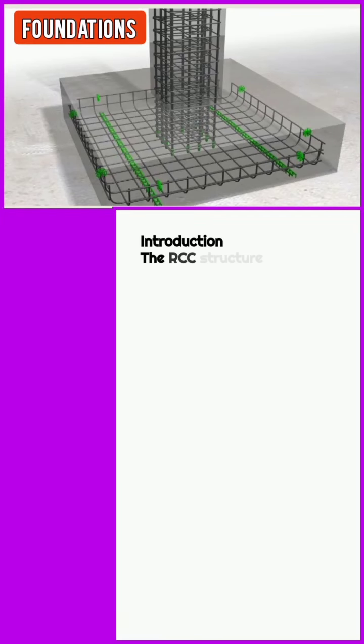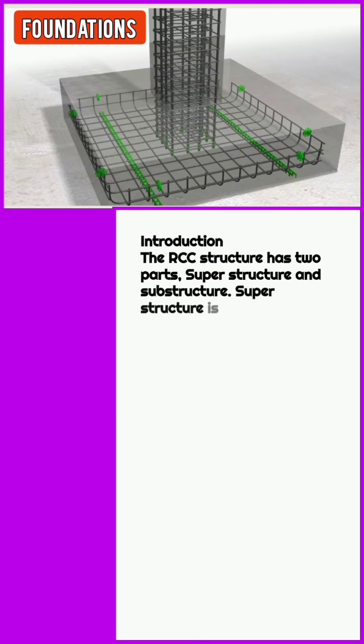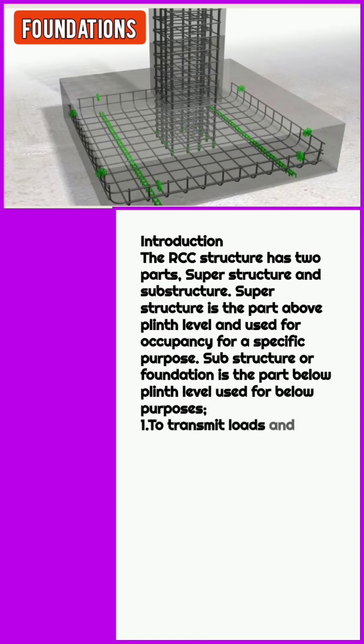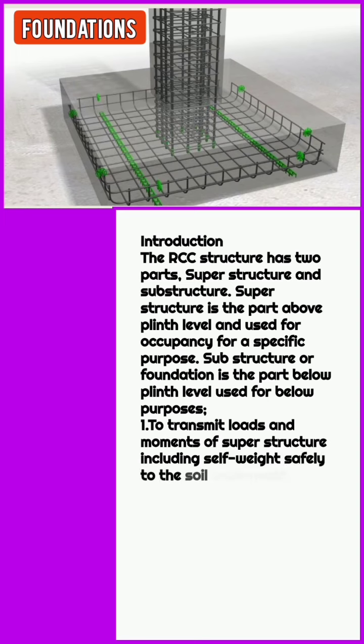Introduction. The RCC structure has two parts: superstructure and substructure. Superstructure is the part above plinth level and used for occupancy for a specific purpose. Substructure or foundation is the part below plinth level, used for the purposes below.